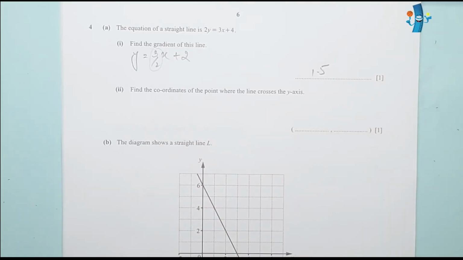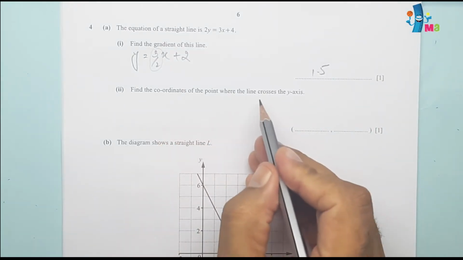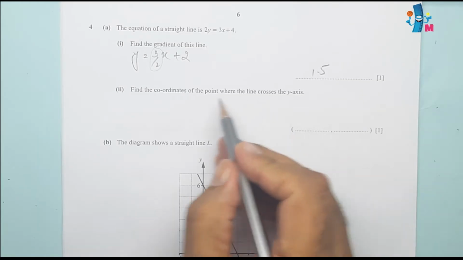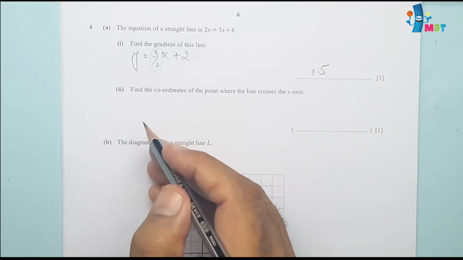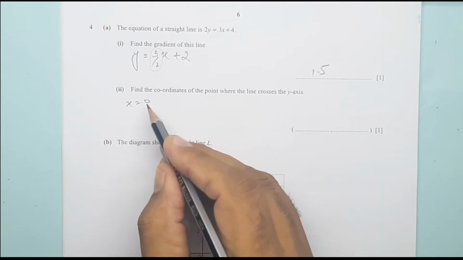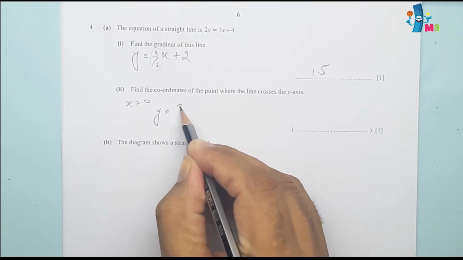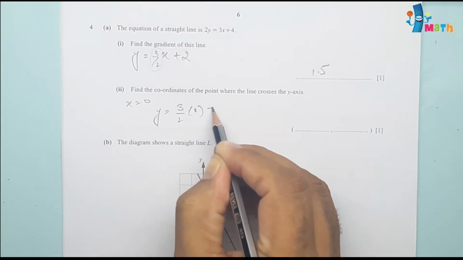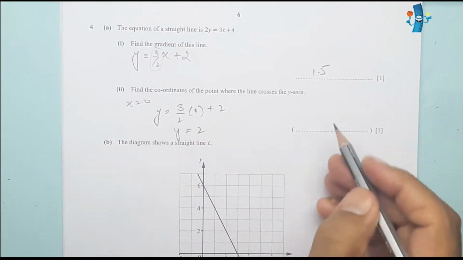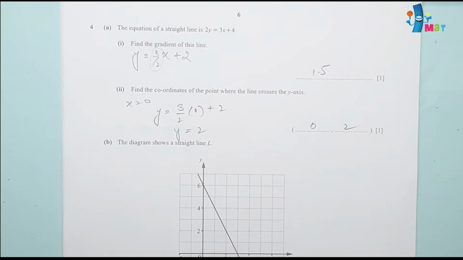And find the coordinates of the point where the line crosses the y-axis, basically the y-intercept. At the y-intercept, x will be equal to 0. So if we replace x with 0, y is equal to 3/2 times 0 plus 2. So y will be equal to 2. So (0, 2), these two values will replace over here.